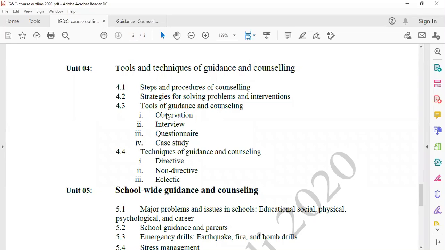In these techniques, we have directive, non-directive, and eclectic. These are three approaches that we apply whenever we are conducting or providing guidance and counseling to our students. If there is any question, the time is for a question answer session, please.